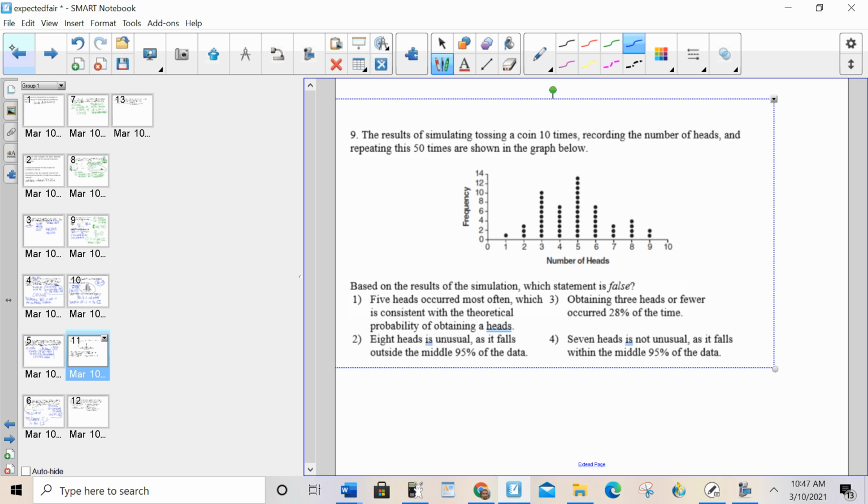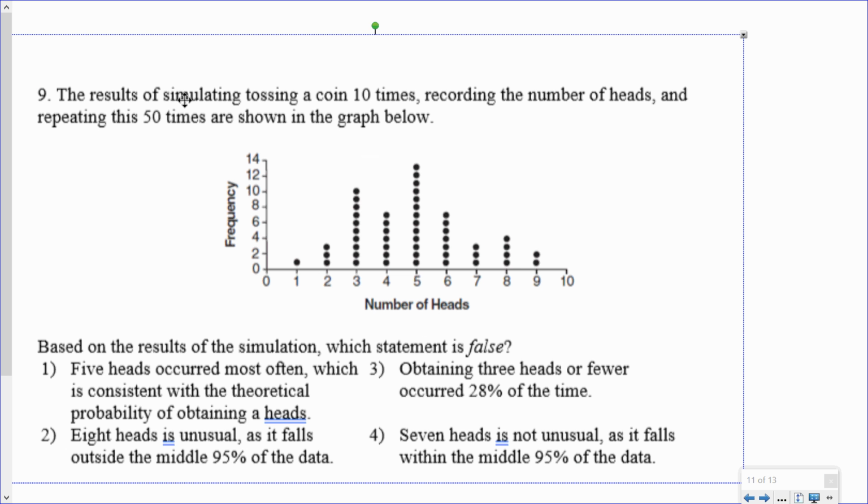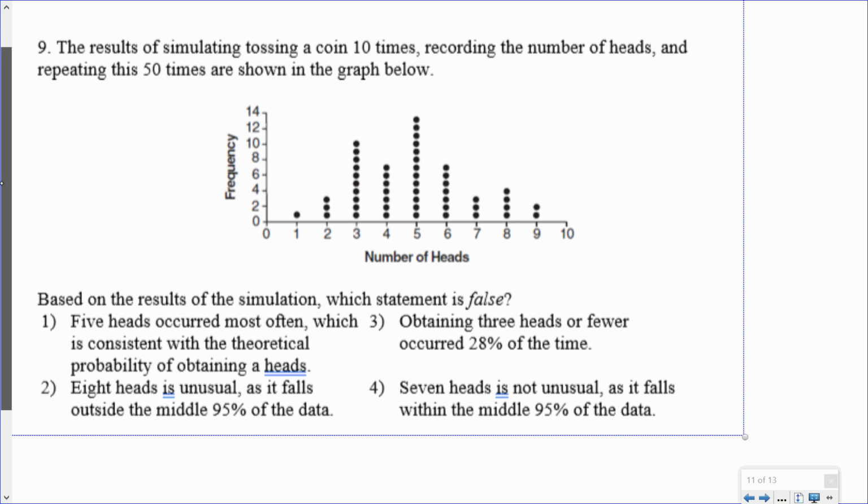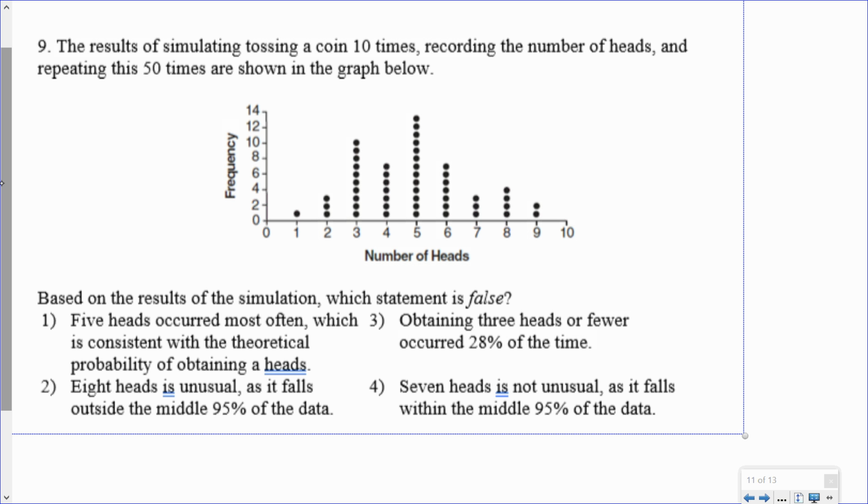Okay, now that you tried 9, 10, and 11 on your own, the results of simulating tossing a coin 10 times, recording the number of heads, and repeating this 50 times are shown in the graph below. Based on the results of the simulation, which statement is false? 5 heads occurred most often, which is consistent with the theoretical probability. So the theoretical probability is 1/2, which is 5 out of 10. So that is true. Theoretically, 5 out of 10 should come up the most. And it did come up the most because it has the highest frequency. So that one is true.